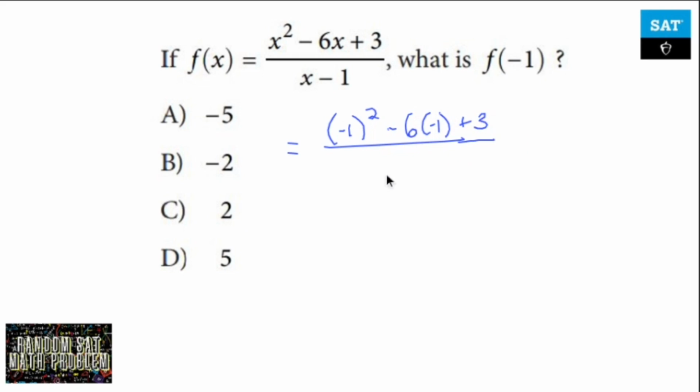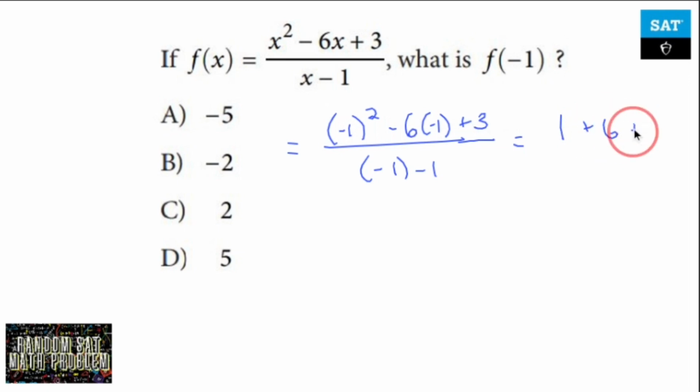My fraction bar wasn't good enough. Parentheses negative 1 minus 1. Why do those parentheses matter? You always have parentheses when you substitute. Since I have negative 1 inside parentheses squared, that becomes positive 1 because negative 1 times negative 1 is positive 1. If the parentheses aren't there, it's not positive 1. Negative 6 times negative 1 is positive 6.